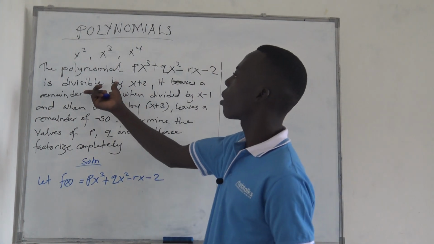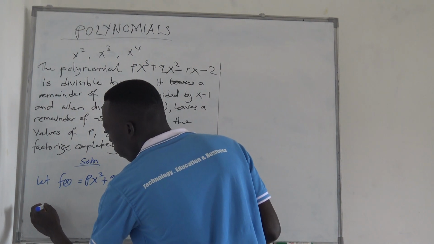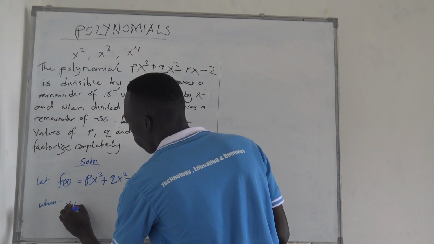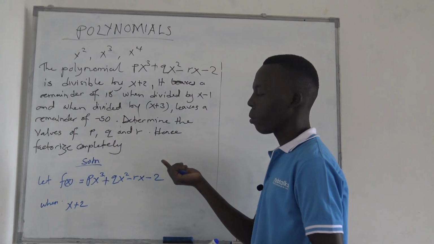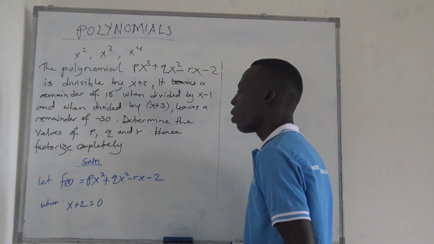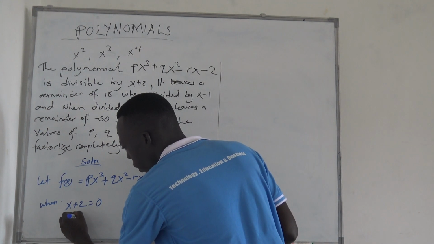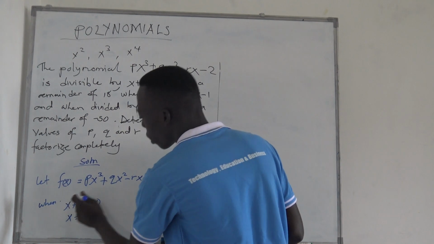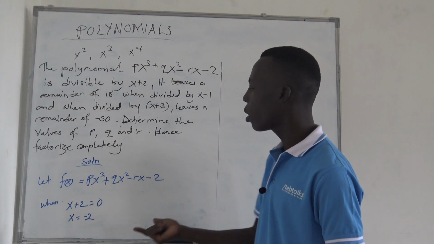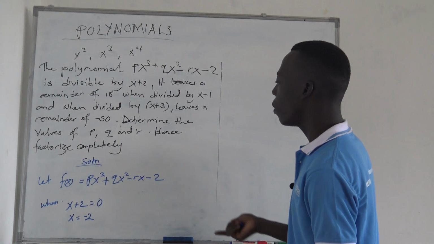So now they are saying it is divisible by x plus 2. When x plus 2 is the one dividing the whole thing, we equate it to 0. So by equating to 0, we need to get the value of x. Our x here will be negative 2 when you take it to the other side. So after getting the value of x, you substitute it and you equate f of x to 0.